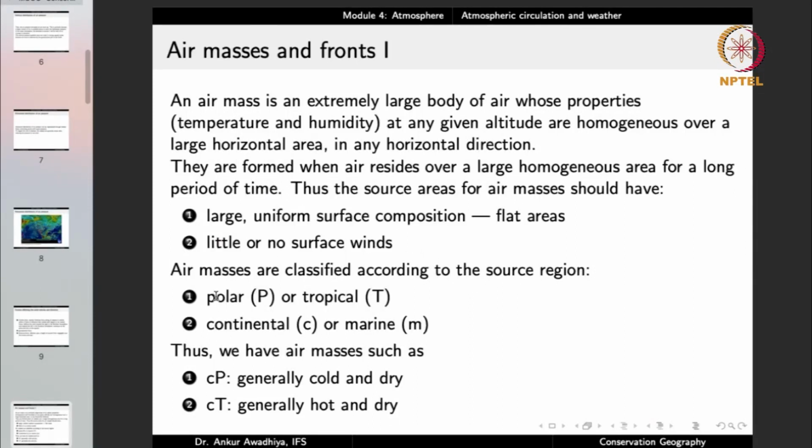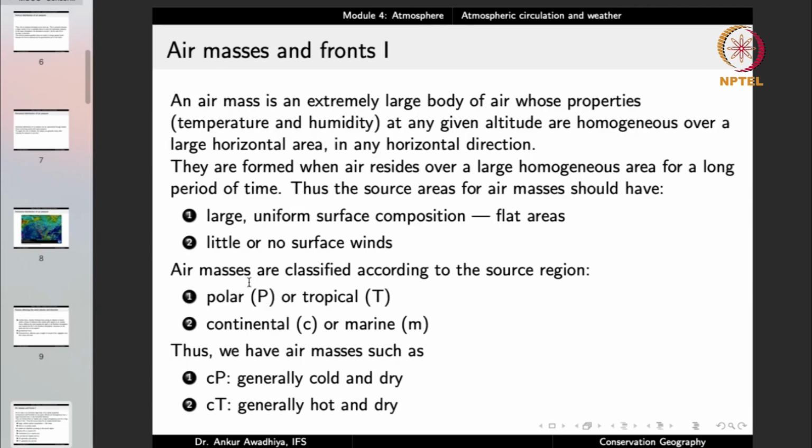They can be polar if they are coming from the poles. They can be tropical if they are originating in tropical areas. They can be continental if they are originating over land, or they can be marine if they are originating over water. And so we can have four different combinations: continental polar, continental tropical, marine polar and marine tropical.